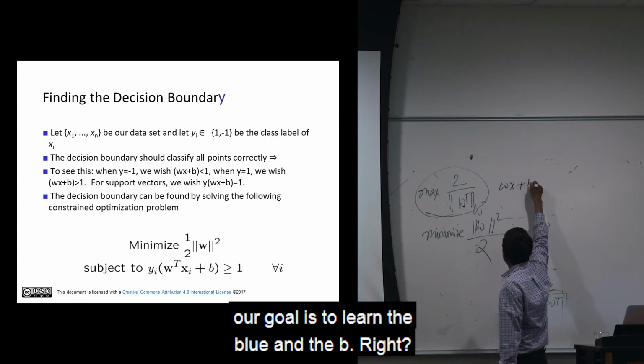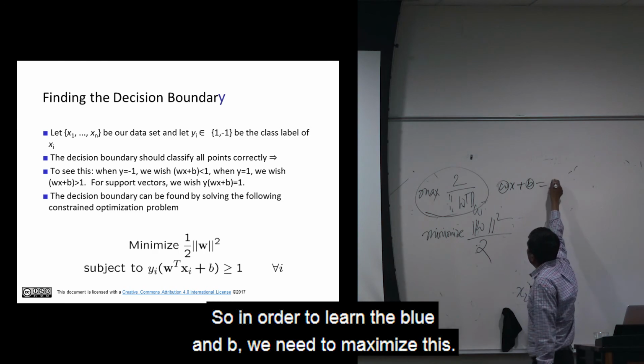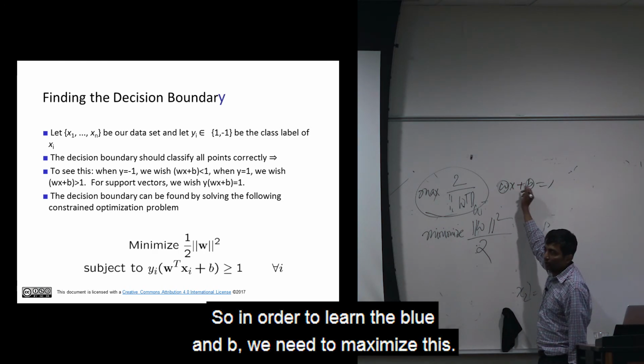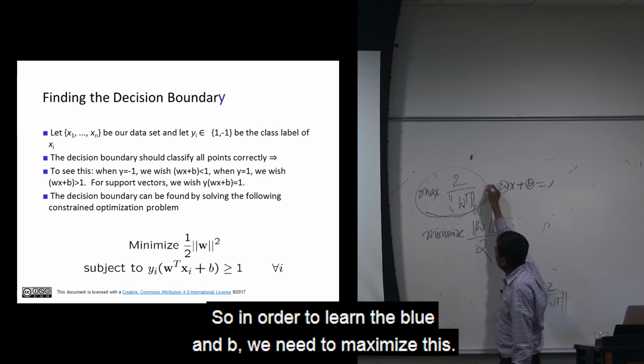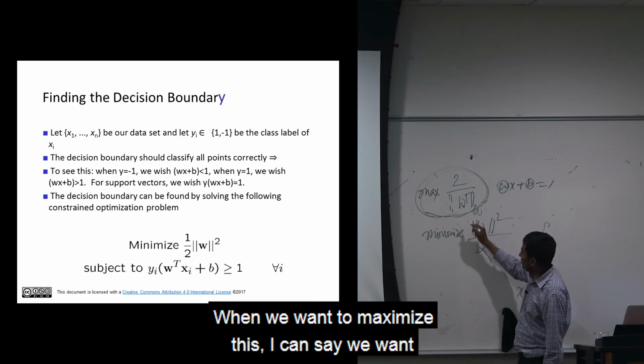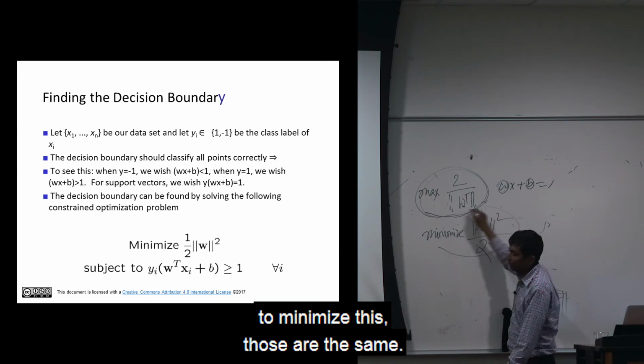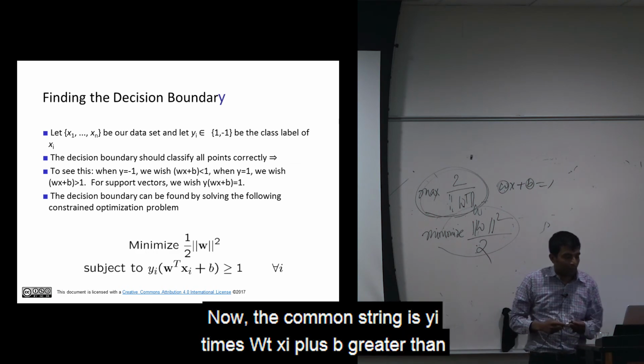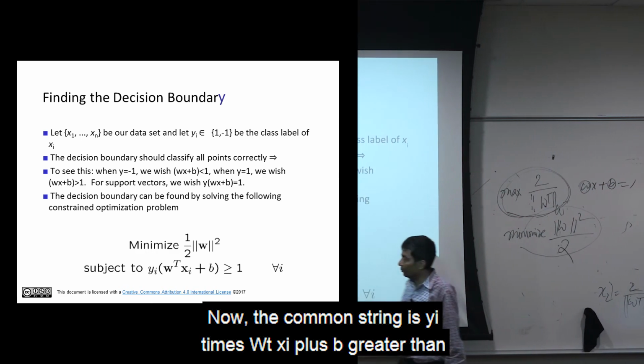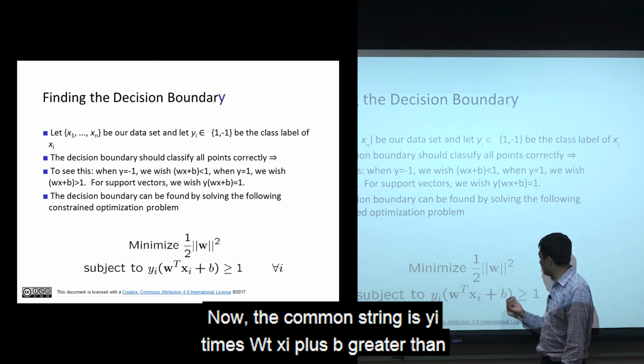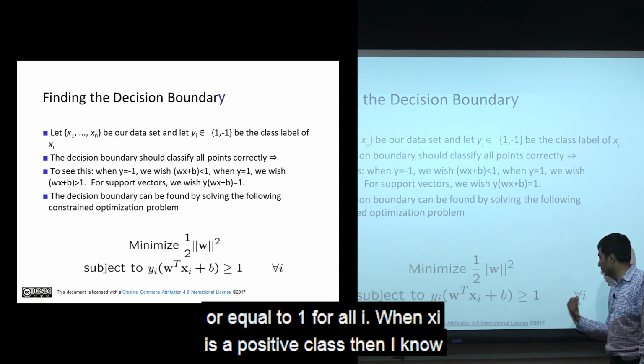Our goal is to learn w and b, right? So in order to learn w and b, we need to maximize the margin. When we want to maximize this, I can say we want to minimize this. That's the same. Now the constraint is yi times (w^T xi plus b) greater than or equal to 1 for all i.